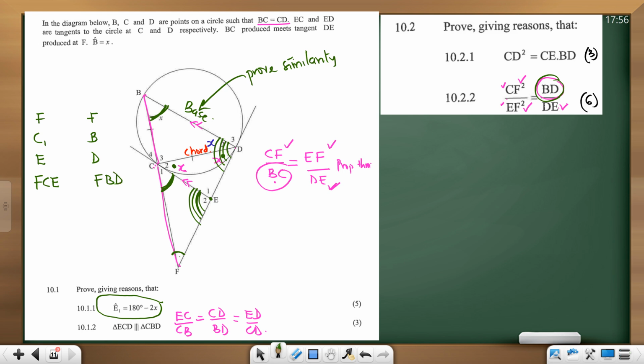Can I write my ratios now? They are now similar. FC, I will write the letters, first 2 over first 2, last 2 over last 2. Okay. Now, let me write the letters out nicely, alphabetically. CF over BF, C before E, BD.